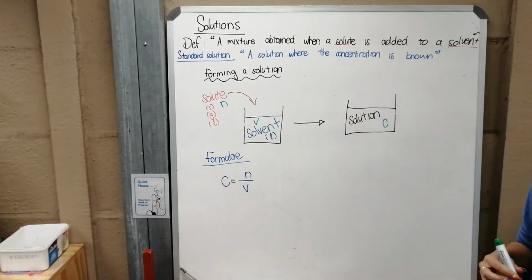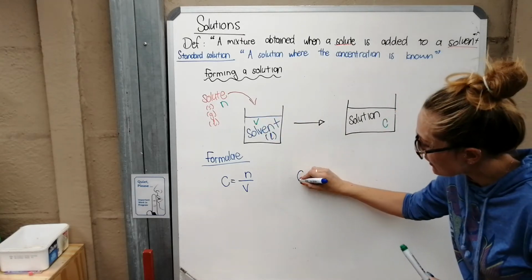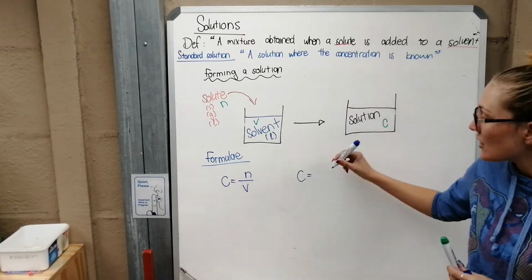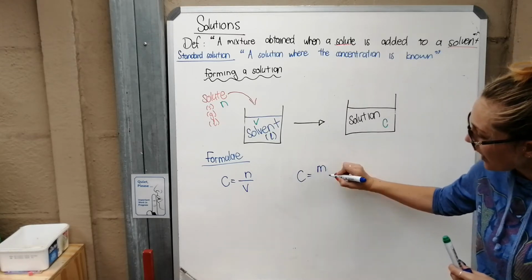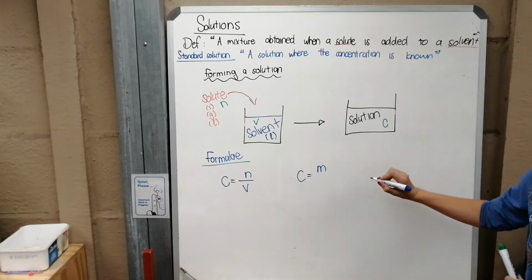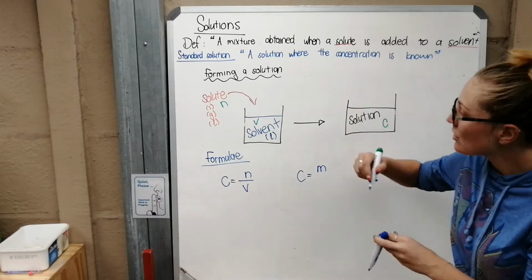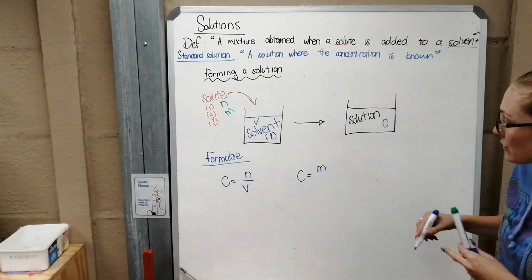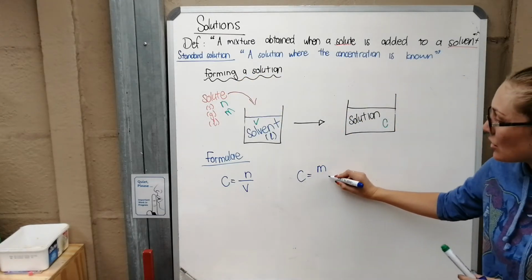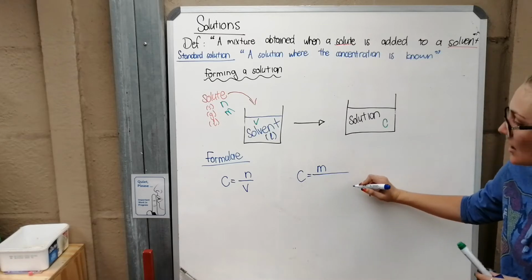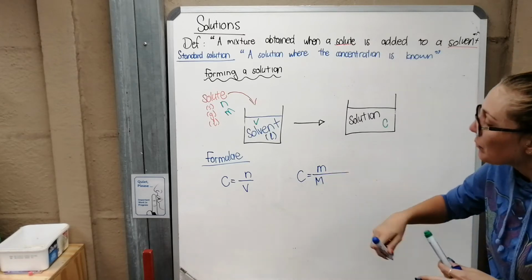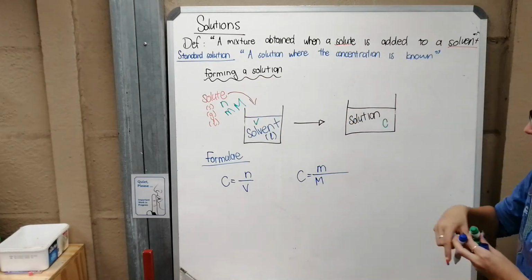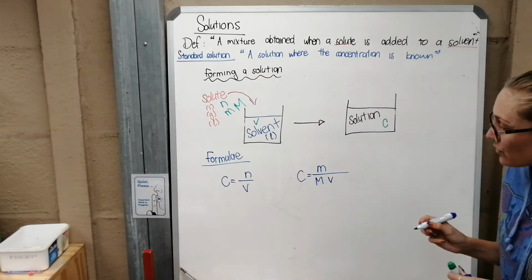Okay? Or our second equation is that the concentration, if we don't know moles but we know mass instead, we can use the revised equation. So moles or mass, depending on what you have, the concentration is equal to the mass of your solute divided by the molar mass of your solute times the volume of your solvent.